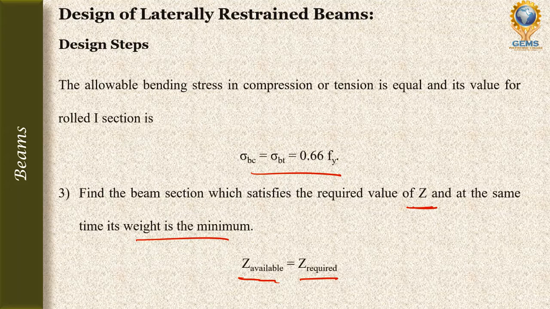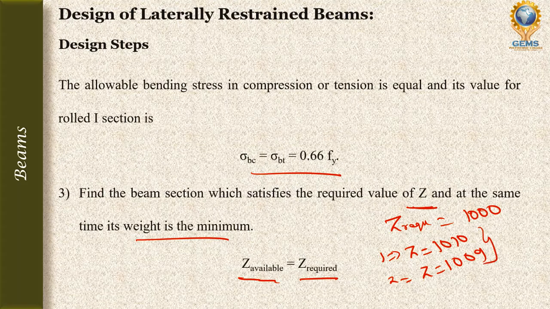That means your required section modulus, suppose it is 1000. Okay, we have two sections. The first section has Z as 1010. The second one has section modulus 1009. Suppose these two are nearly the same, we can take either, but what we have to consider is the weight should be minimum. The first one will have a weight of 420. If the second one has a weight of 350, then we have to choose the second section. The weight should be minimum.